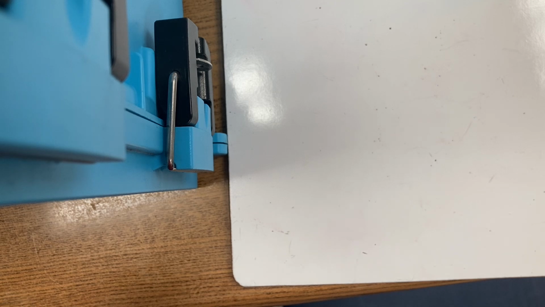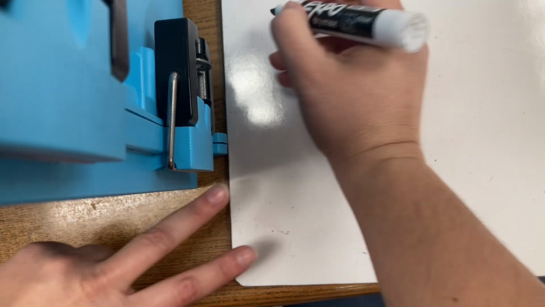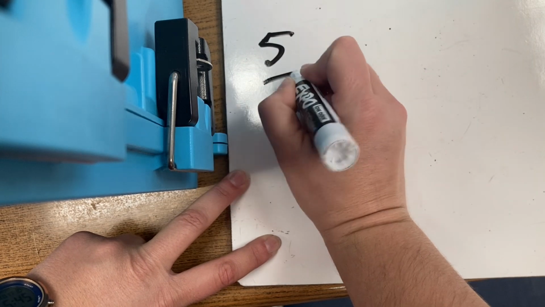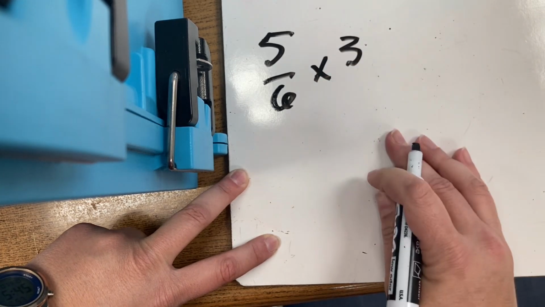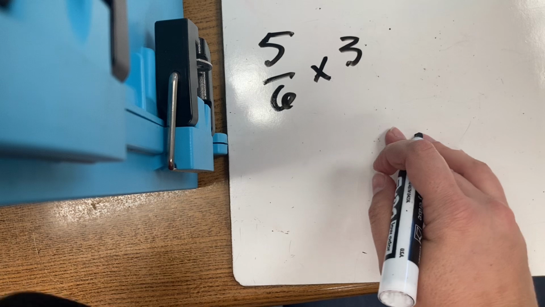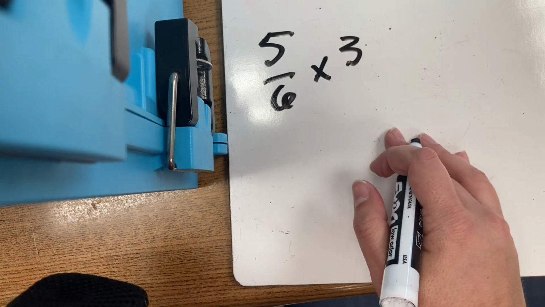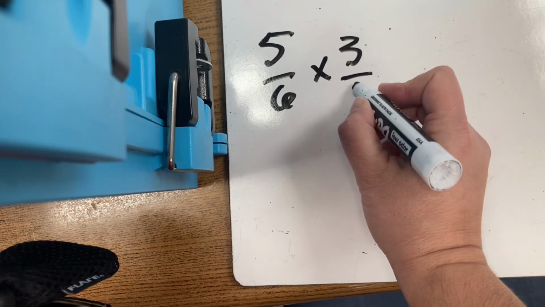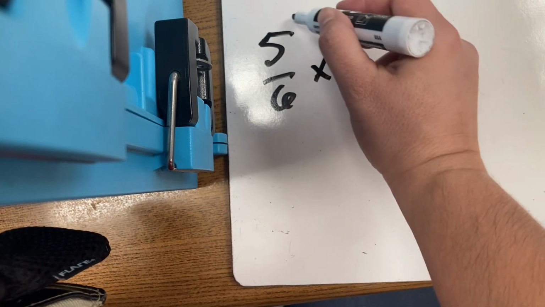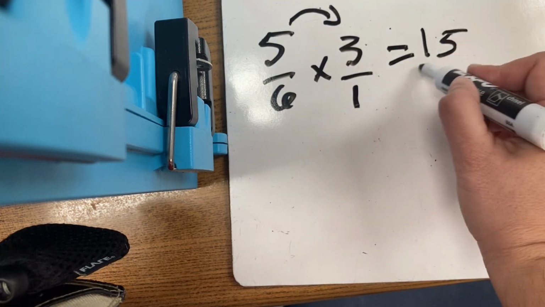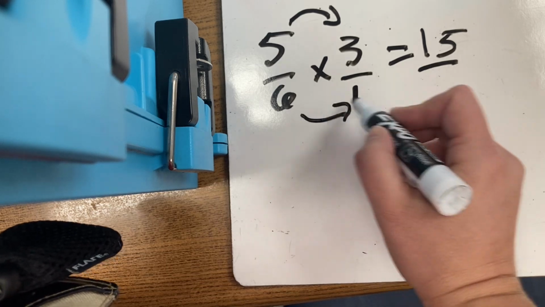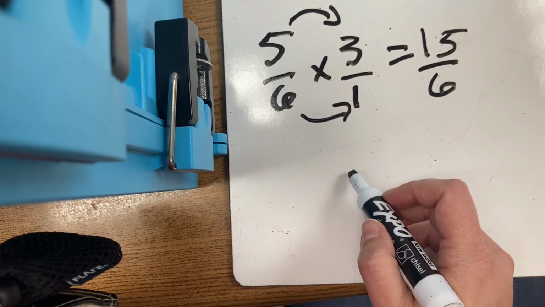Okay, so when we are multiplying and dividing fractions, we do not need a common denominator. So here we go. 5/6 times 3. This one is like the last one on the front of your homework. Okay, so we're going to put a 1 underneath the whole number. Multiply straight across. 5 times 3 equals 15. And then 6 times 1 equals 6. So you have 15 over 6.